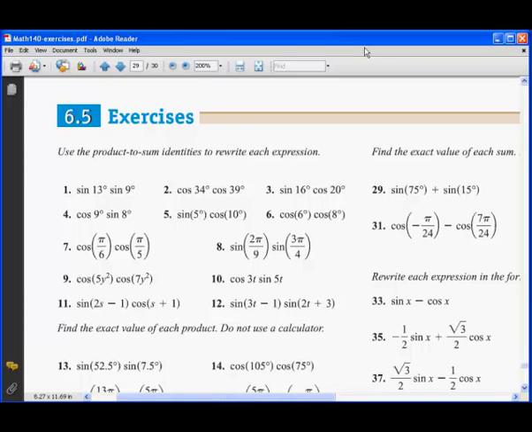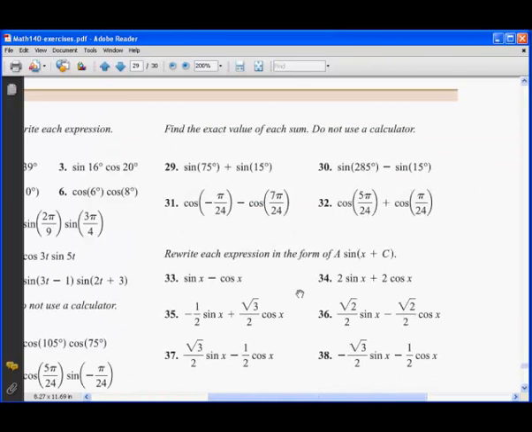Okay, now let's look at page 553, problem 30: sine of 285 degrees minus sine of 15 degrees. We need to find the exact value of this expression. So we need to use the sum to product identity to find this value.